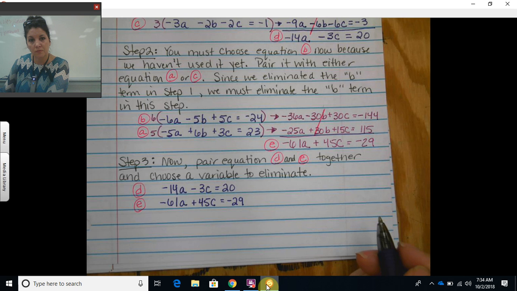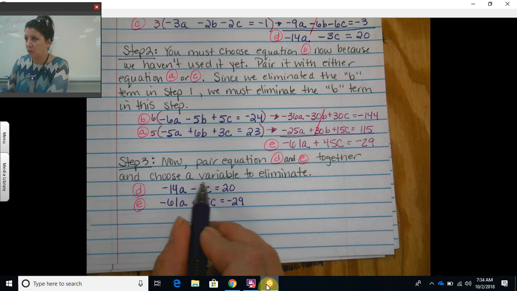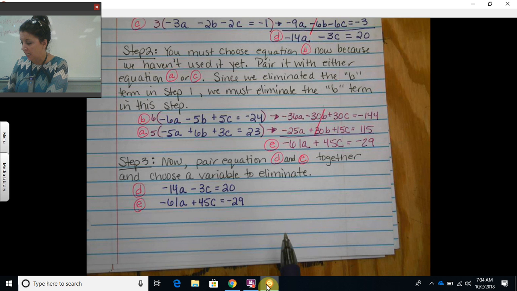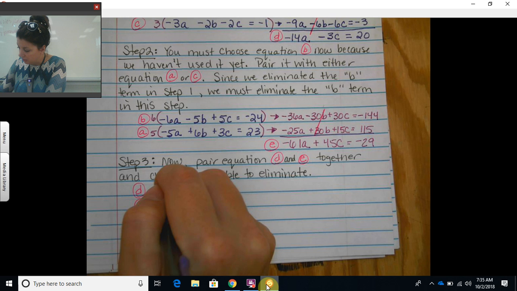What variable does it seem like might be easier? C. Because if we eliminated the C's, we would only have to multiply that top equation by what? 15. If we eliminate the A's, I don't know what the least common multiple is, but if I would multiply the bottom equation by 14 and the top equation by 61, whatever we get would eliminate, right? But those are going to be some big numbers, and I have to multiply both equations. So I would just choose to multiply the top equation by 15.